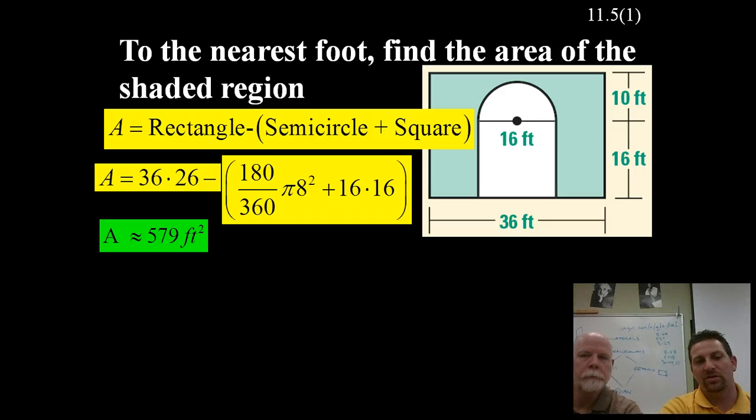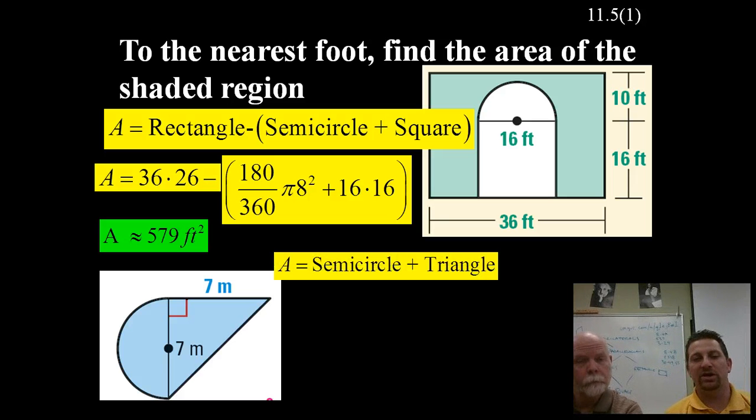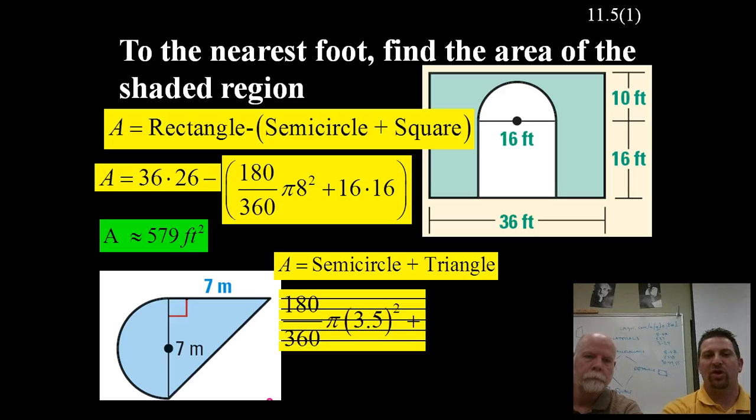Yeah. Yep. And then this one right here, we have a half circle and an isosceles right triangle, and so we need to find the area of that composite shape. So all we're going to do now is go area equals the semicircle plus the triangle. And so once again, we have 1/2 of a circle that we're looking at. So they're going to go 180 over 360 pi times 3.5 squared.